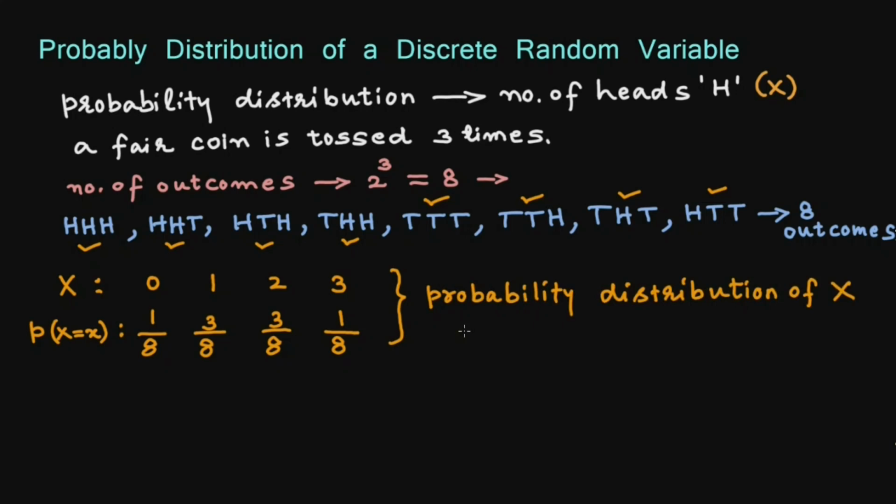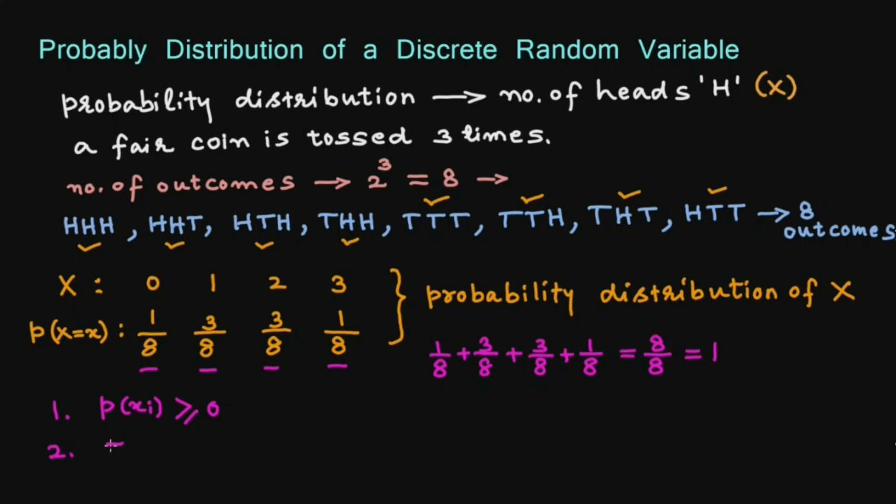We confirm that this is a probability distribution of x because all the probabilities are positive, none of them is 0. So the first condition, that p of xi is positive or 0, is satisfied, and for the second condition we will add all the probabilities, 1 by 8 plus 3 by 8 plus 3 by 8 plus 1 by 8, which works out to 8 by 8, which is 1. So the second condition is also satisfied, that summation p of xi is 1.